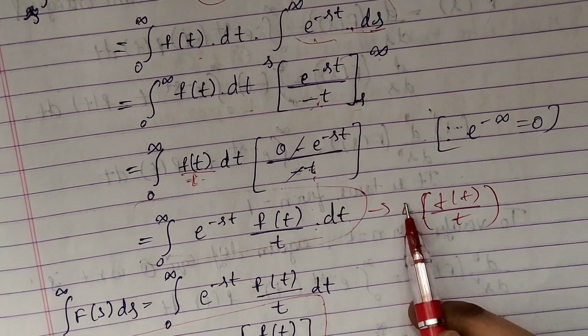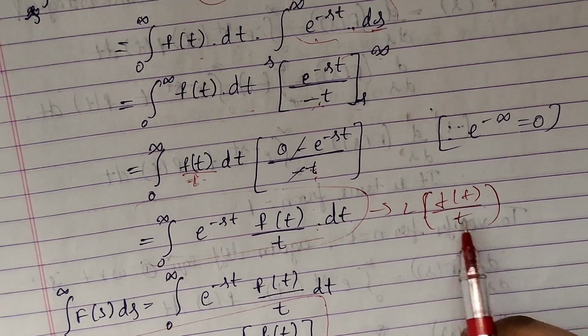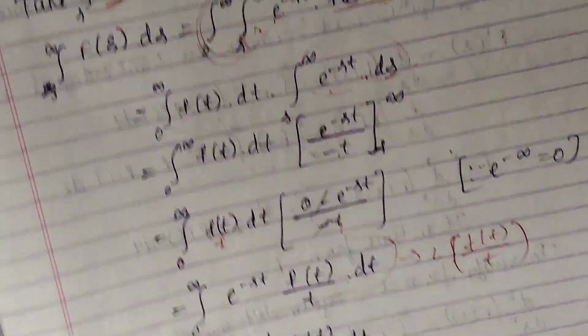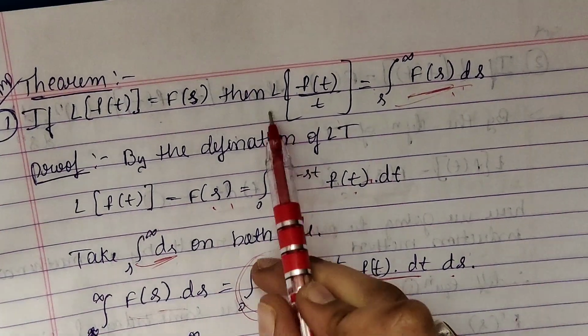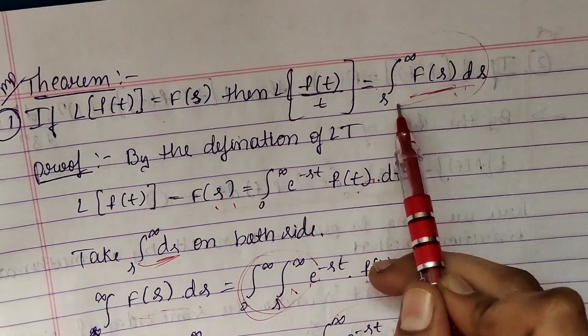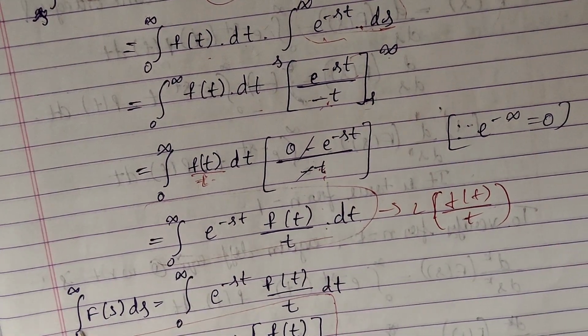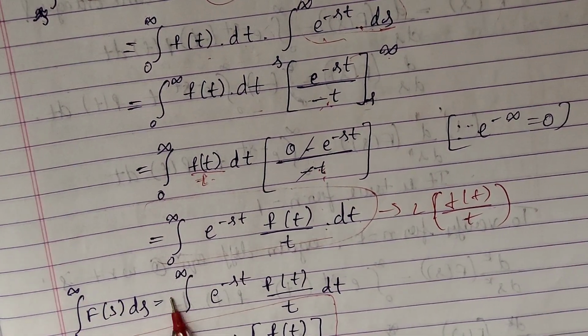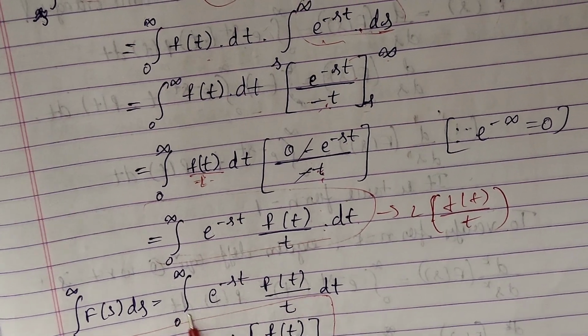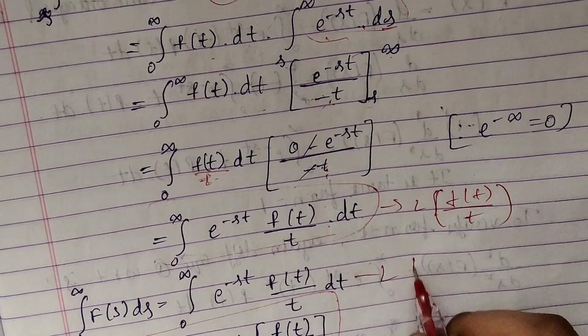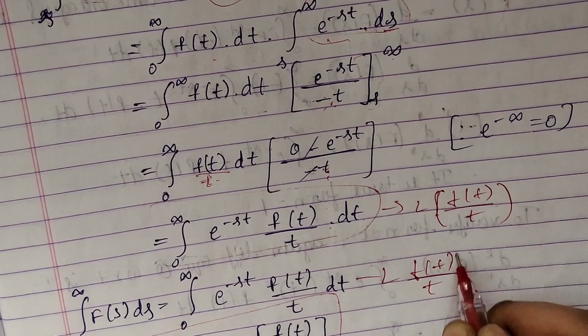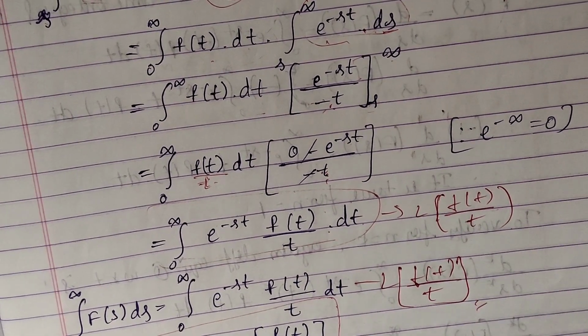So we can write it as L of f of t by t. So we will get the LHS, right? We get the LHS and we get the RHS. So the proof we get is the integration from s to infinity of f of s dx, which can be written as L of f of t by t. This is the proof of the first theorem we had proved.